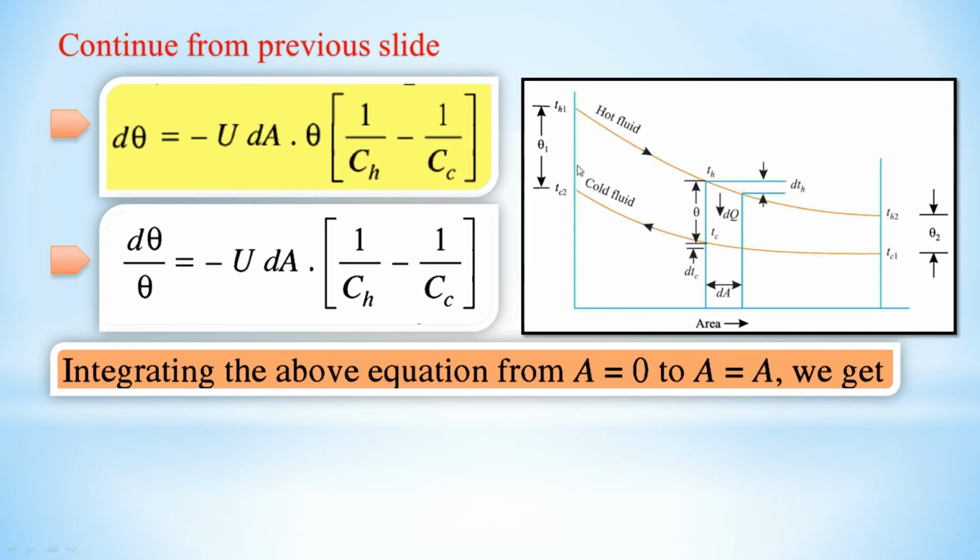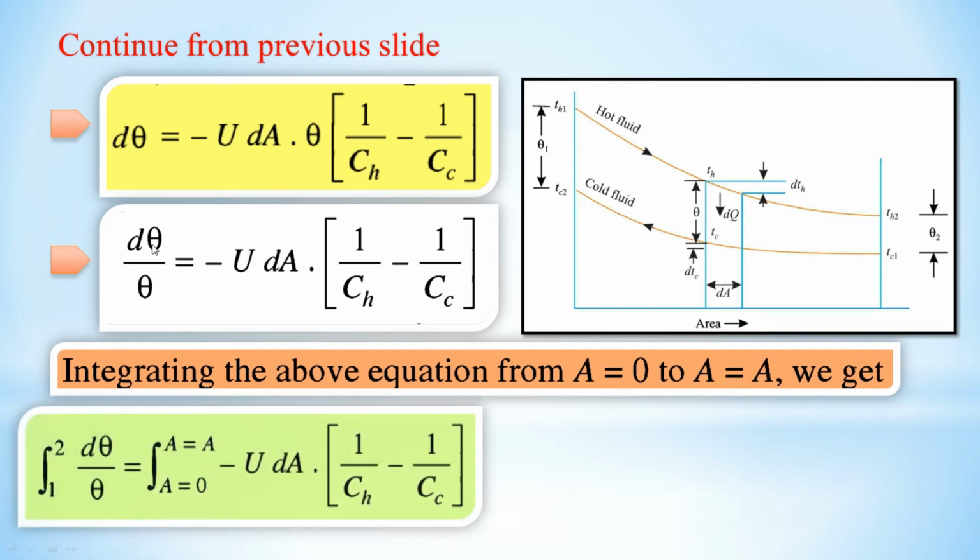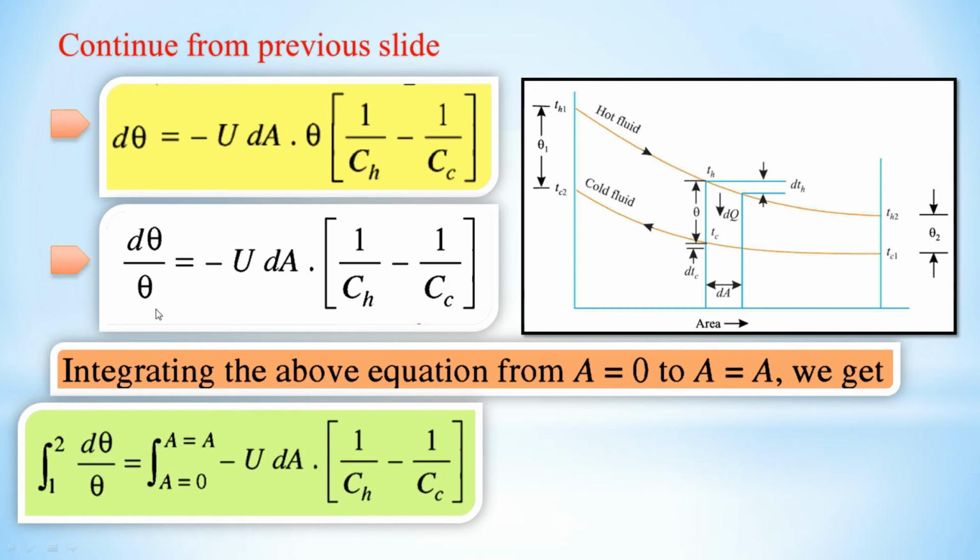Here you can see that at section 1, area A equal to 0. At the origin the area is 0, and at section 2 the area is A. So we are considering limits: at section 1 A equal to 0, and at section 2 A equal to A. So put the limits in this equation and we integrate this equation. So integration from 1 to 2 of d theta by theta equal to, here we are considering two limits, A equal to 0 at section 1 and A equal to A at section 2.